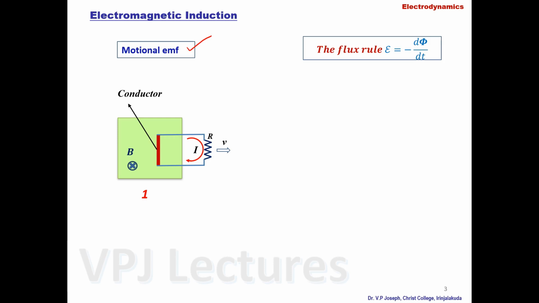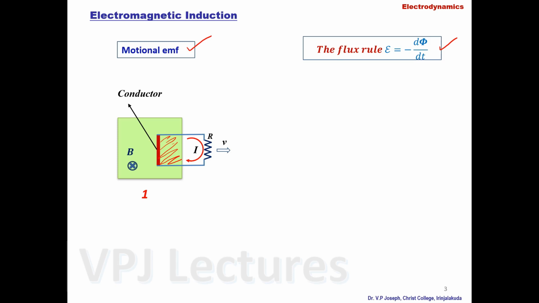The EMF induced in this case is given by the basic famous flux rule, E is equal to minus d phi by dt, where phi is the magnetic flux associated with the circuit. In this case, this much region of the magnetic field is associated with the circuit, and as we are taking this circuit out, the region is decreasing. So d phi by dt gives the change in magnetic flux with respect to time.